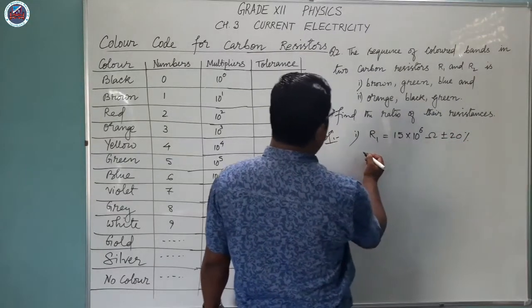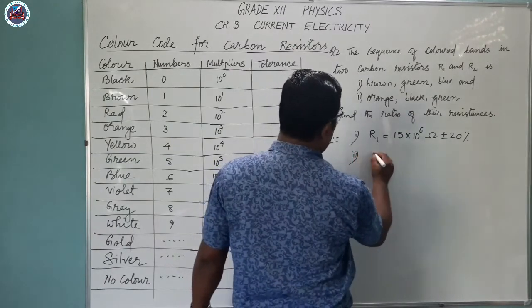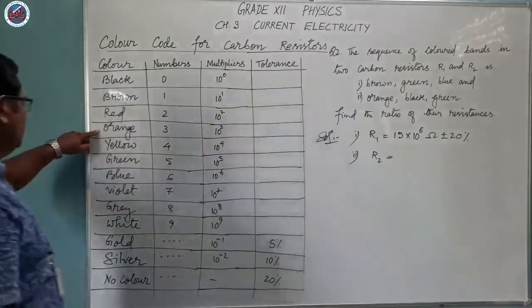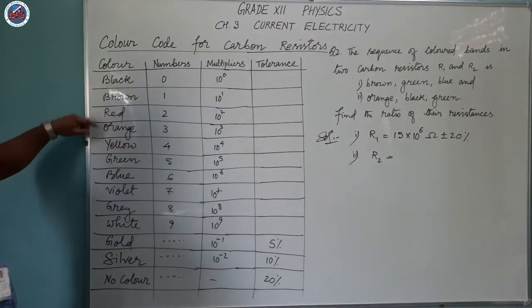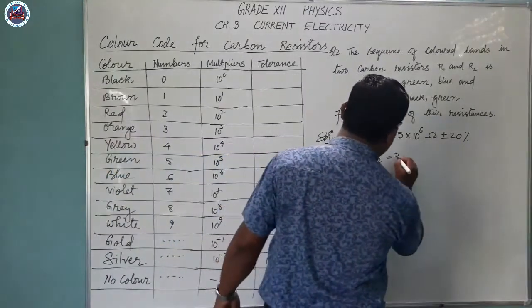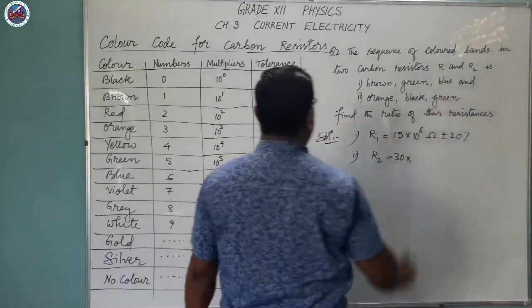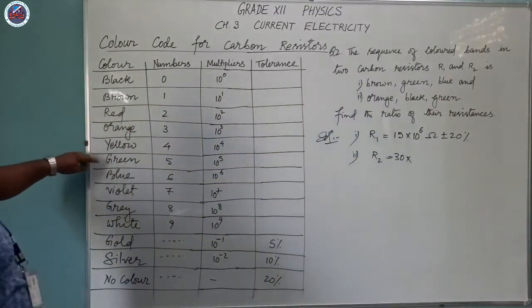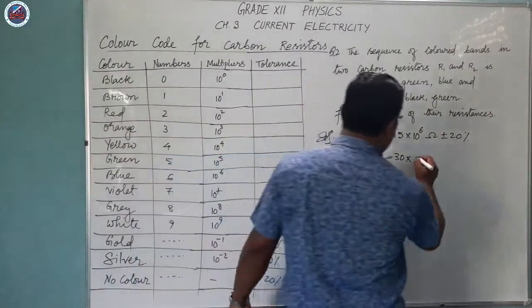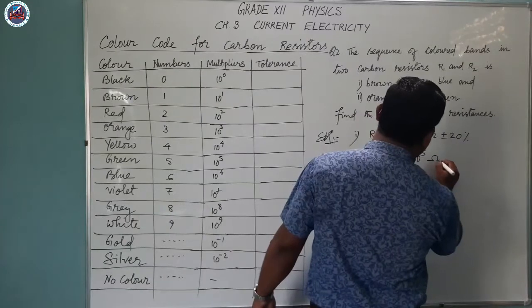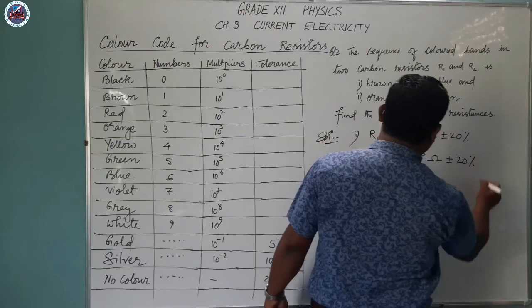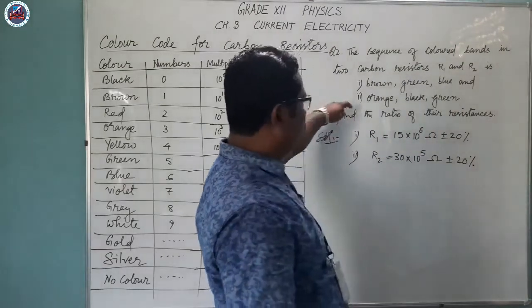The second one, R2, orange, black, green. Orange is 3, black is 0. 3, 0 into green. Green, the multiplier is 10 power 5. 10 power 5 ohm, plus or minus, here also no color, so 20%. Like this you'll find out their individual resistances.